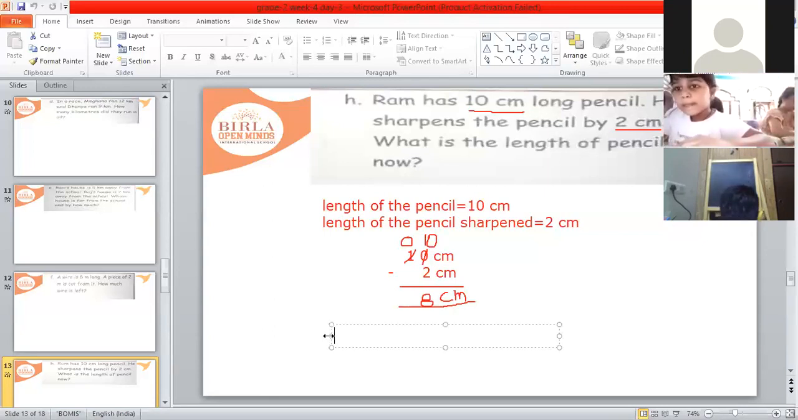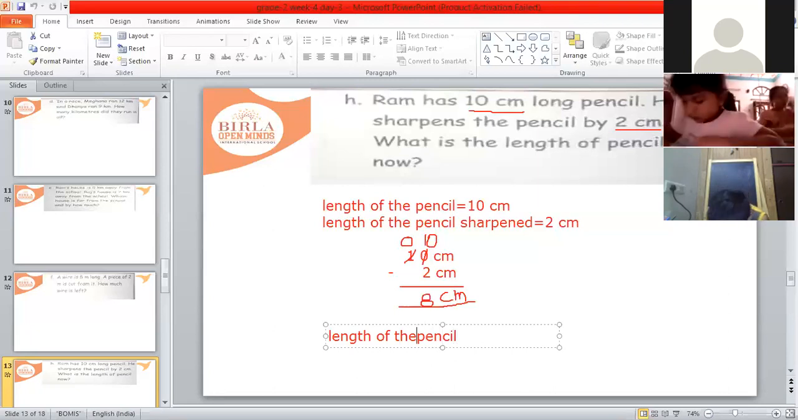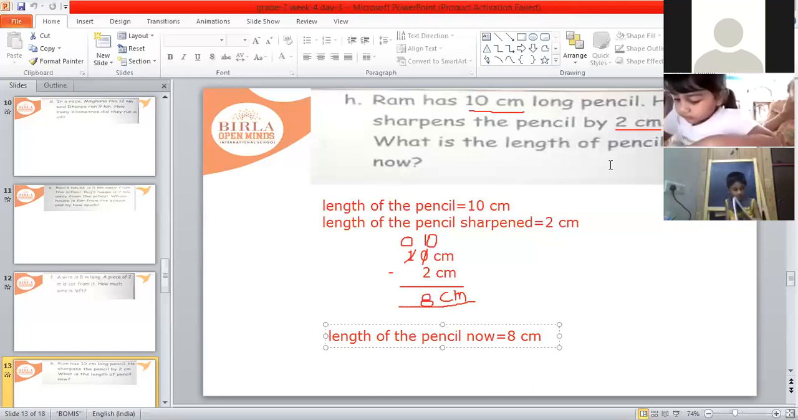And then we'll write our last statement. Length of the pencil now is equal to 8 centimeters. Yes, children, write fast. I'll give you exactly 1 minute now. Okay?